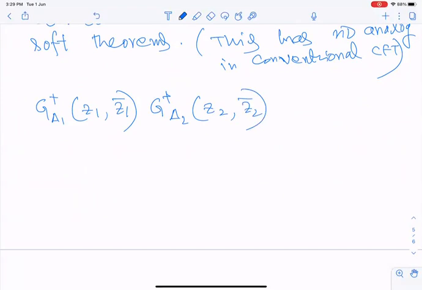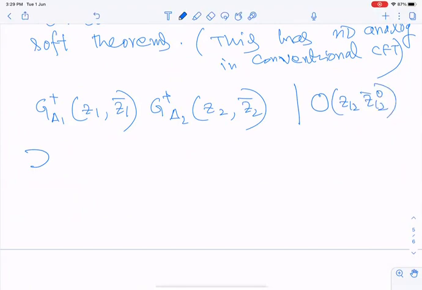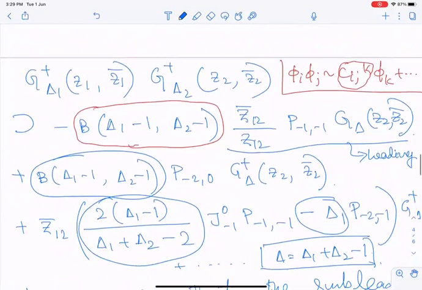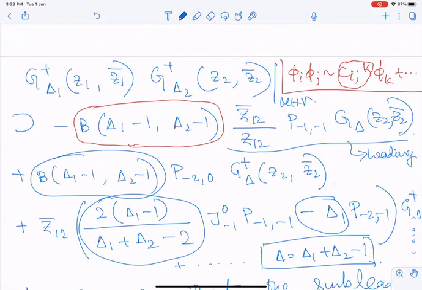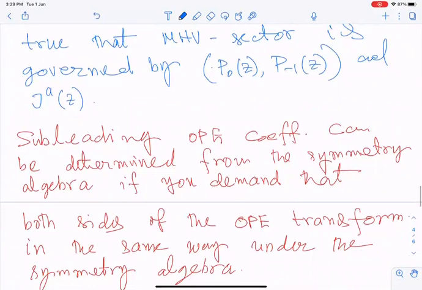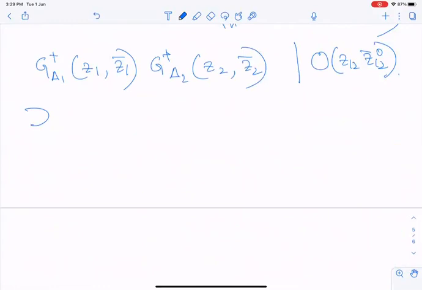Okay, and let's consider the term which is of order z12 to the power 0 and z bar 12 to the power 0. Okay, so this OPE actually holds in the positive helicity sector. Since this is completely determined by the symmetry algebra which comes from the positive helicity soft graviton, it must be true only in that sector, but that is what we want to do.